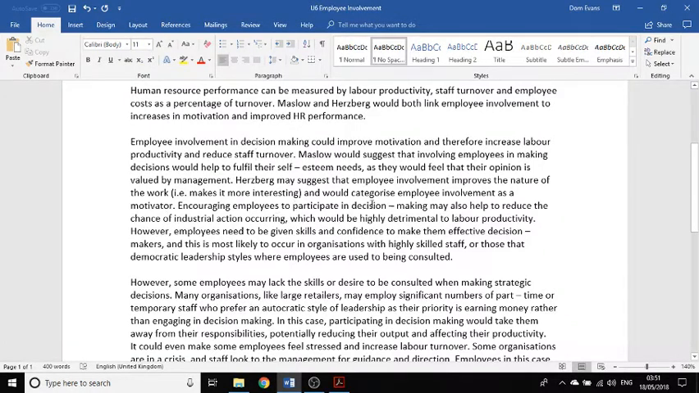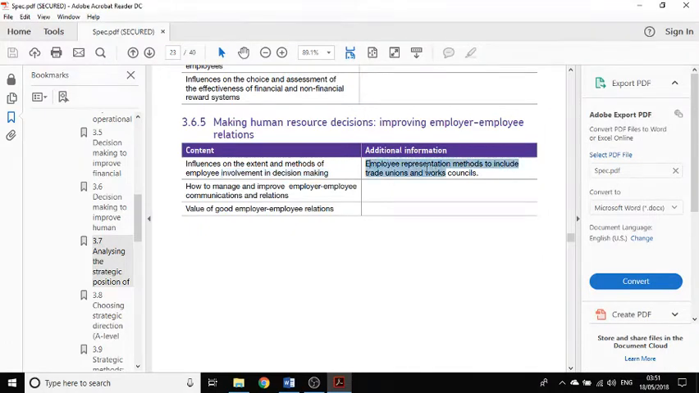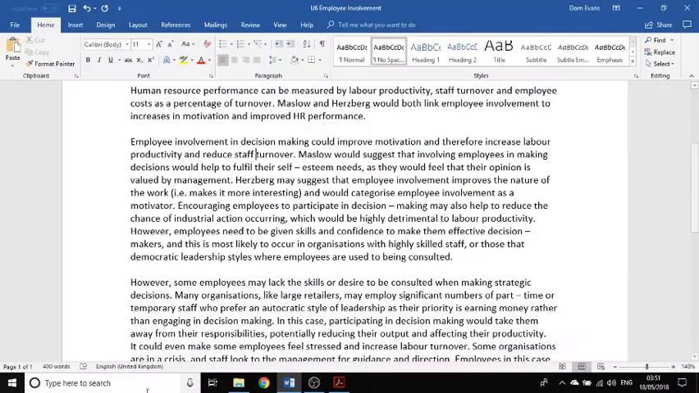Encouraging employees to participate in decision making may also help to reduce the chance of industrial action occurring, which would be highly detrimental to labour productivity. Okay, so this is mentioning trade unions, works councils, all from this part of the specification. This shows I have a good knowledge of employee involvement.